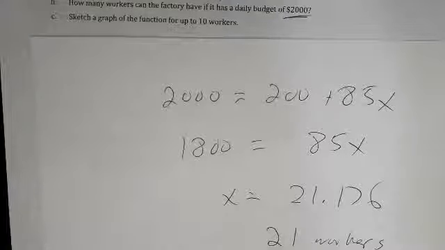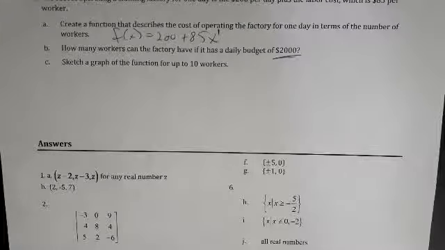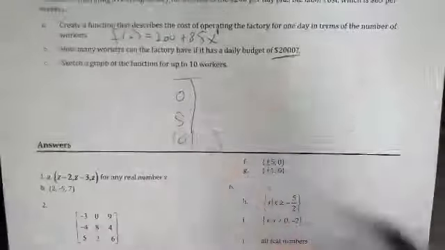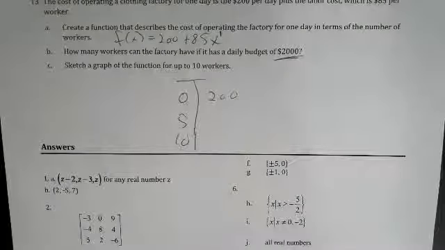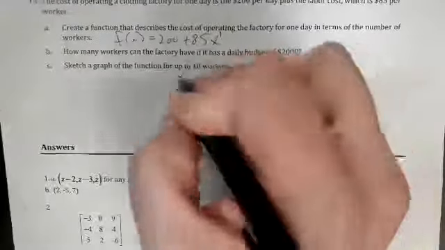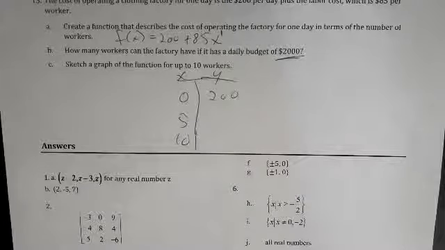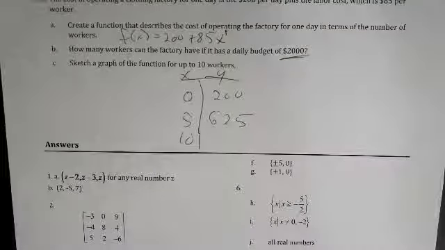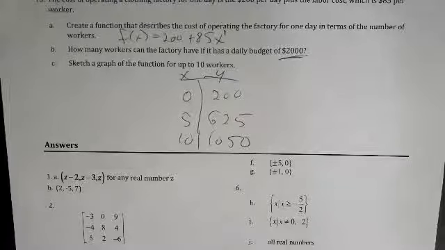The next thing is you sketch a graph of the function for up to 10 workers. So maybe important points to have are 0, 5, and 10. If I plug in 0, I'm going to get 0 plus 200, so 200. You should know how to graph things, and you should know how to get the axis and the scaling right. You should be able to plot points. If I plug in 5, what do I get? 200 plus 85 times 5. That's 850 plus 200, which is 1050. And so we should be able to plot those points.